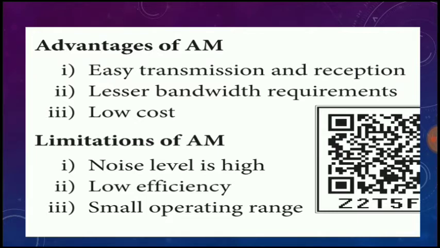See these advantages of AM: easy transmission and reception, lesser bandwidth requirements, and low cost. So these are the advantages of amplitude modulation. And limitations: noise level is very high, low efficiency, and small operating range. So these are the limitations of amplitude modulation. Any one topic will come as a 2-mark question.